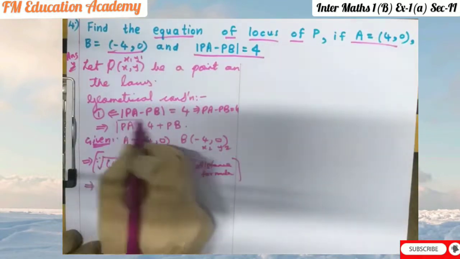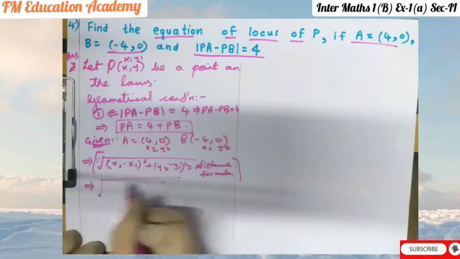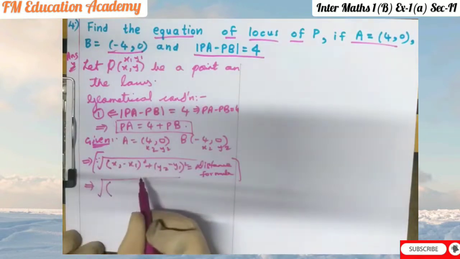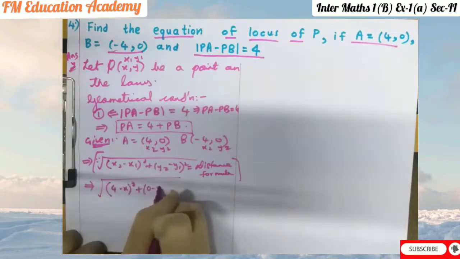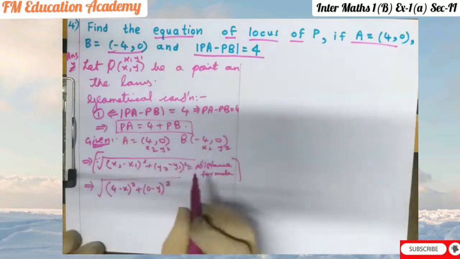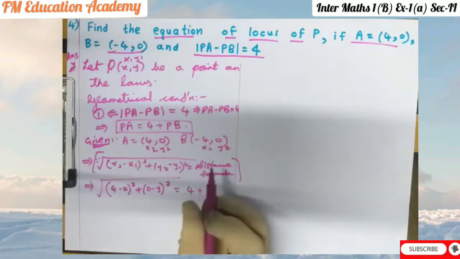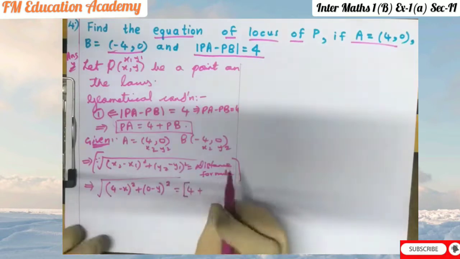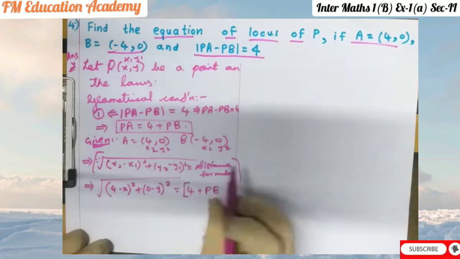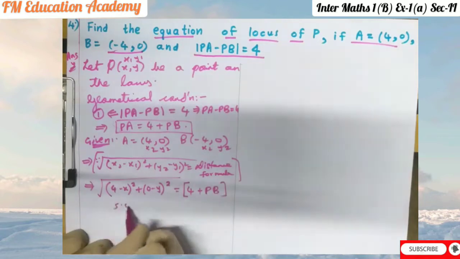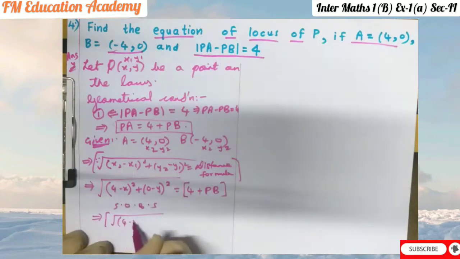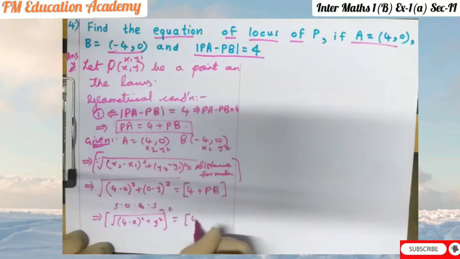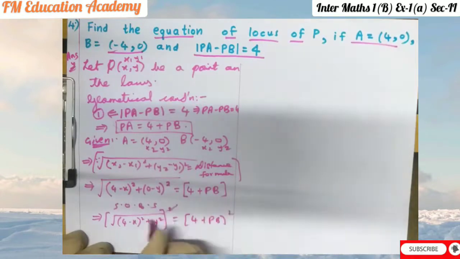PA is equal to 4 plus PB. PA is nothing but root of, P is (x1, y1) and A is (x2, y2), means (4 minus x) whole square plus (0 minus y) whole square, that is PA is equal to 4 plus PB. PB will not open now. What we'll do is square on both sides because we want to remove this root. So squaring on both sides, (4 minus x) whole square plus (0 minus y) whole square, which is y square, is equal to (4 plus PB) whole square. Square and root will get cancelled.